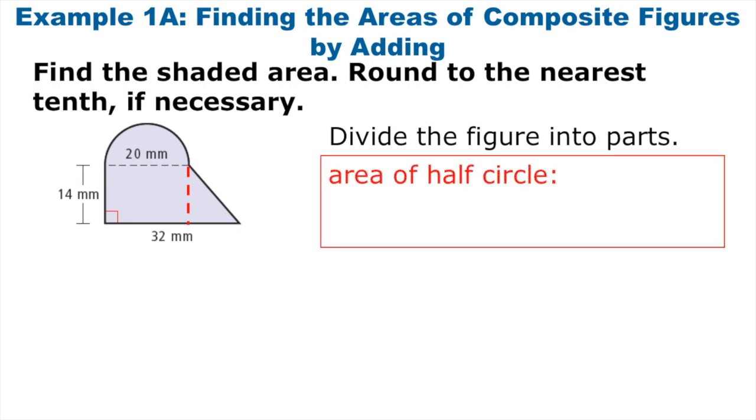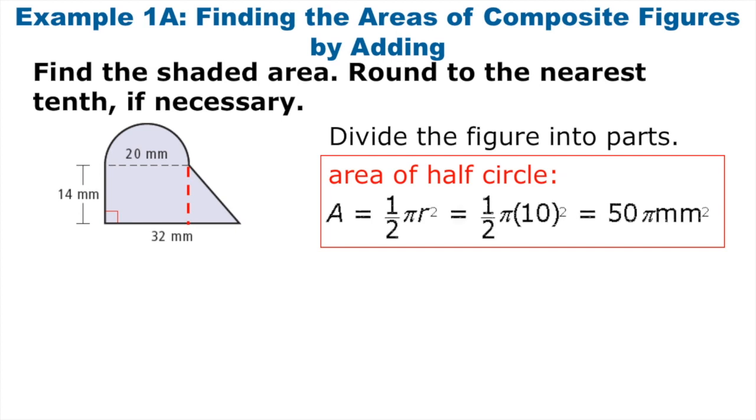So the area formula is pi r squared, but since we want half of the circle, we're going to do half pi r squared, or pi r squared divided by 2. We're given the diameter of the circle is 20, but since we need the radius for the area formula, half of the diameter would be the radius, which is going to be 10. So by plugging it into the formula, we get 50 pi millimeters squared.